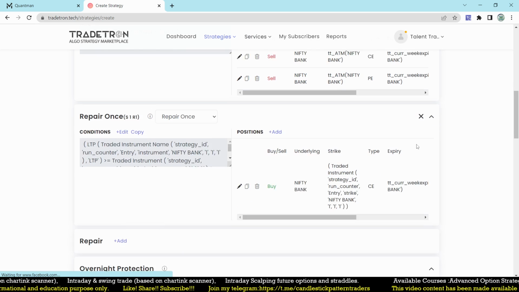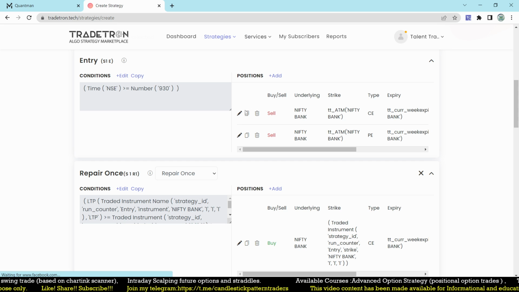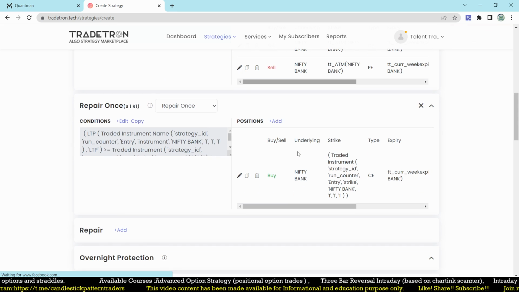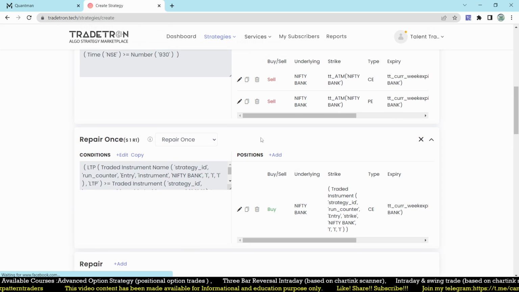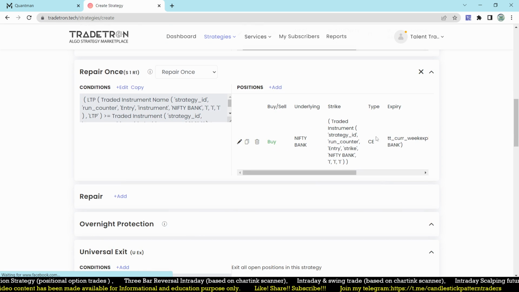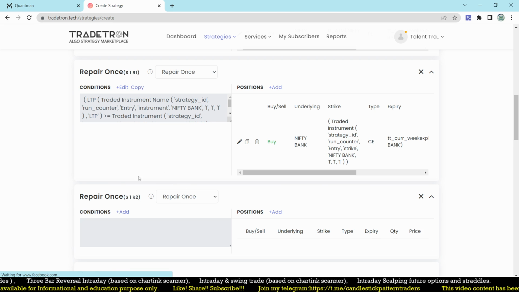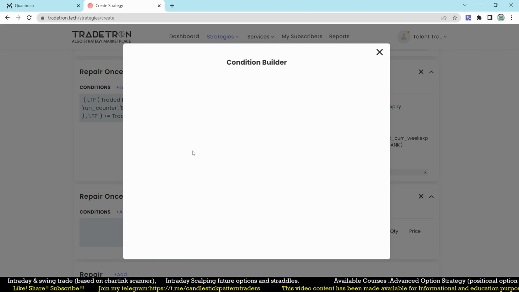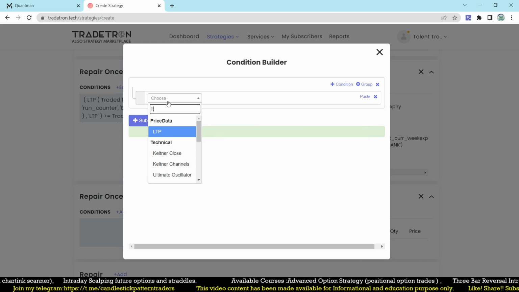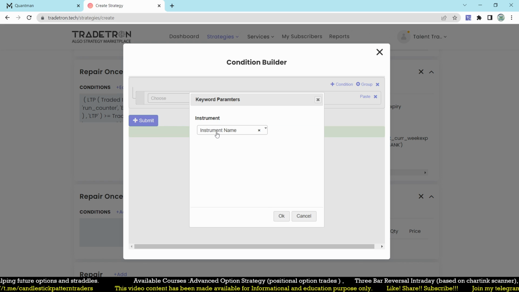Simple, that one leg got triggered. So what we have done: at 9:30 we have taken an entry selling both call and put, and then we are going to make a 30% stop loss for the call strike, and again we are going to make another stop loss for the put option. We are going to simply do the same conditions here, but I am not able to copy it.